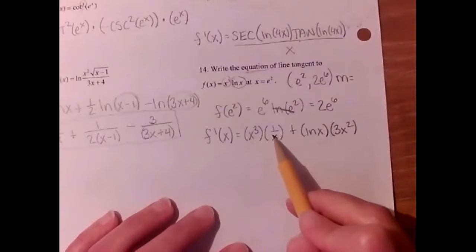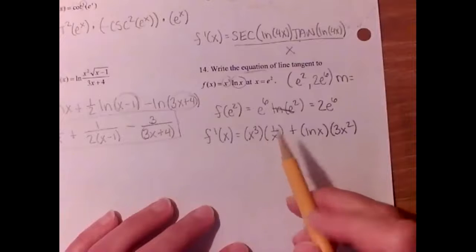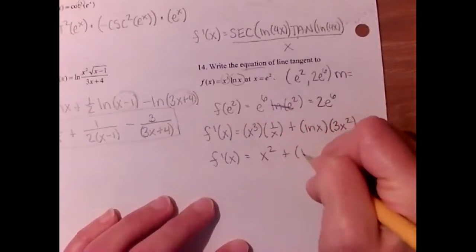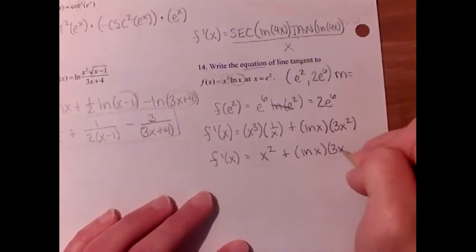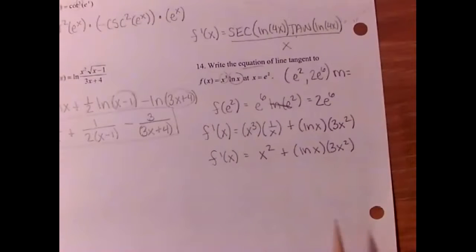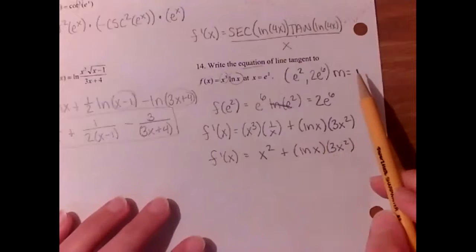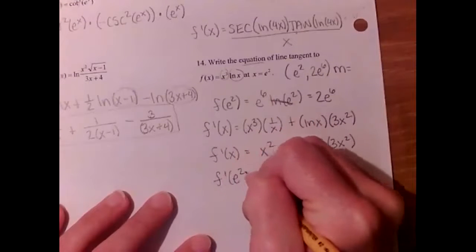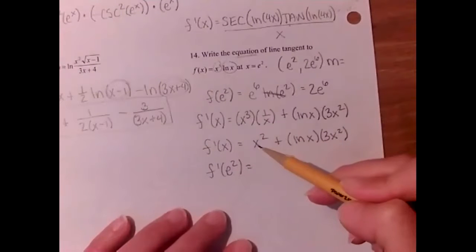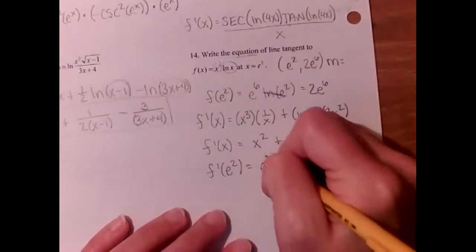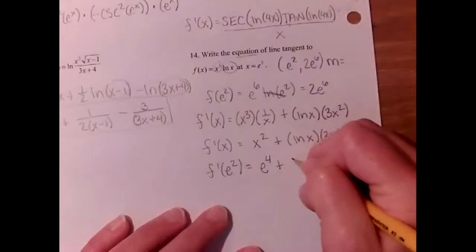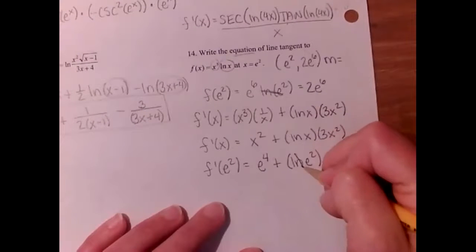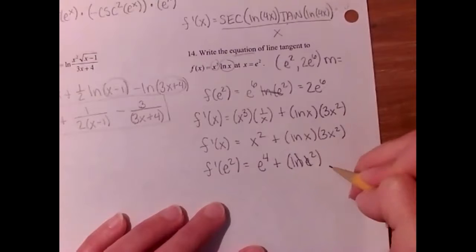So this first term is really just going to be x squared. I'm going to go ahead and just rewrite it. Because that only took me a few seconds, and this just looks a lot nicer. So we're going to plug in our x value to that. So we're going to plug in e squared. So for this first part, e squared squared will be e to the 4th plus ln of e squared. Once again, the ln and the e are going to cancel. So this coefficient is just going to be 2.